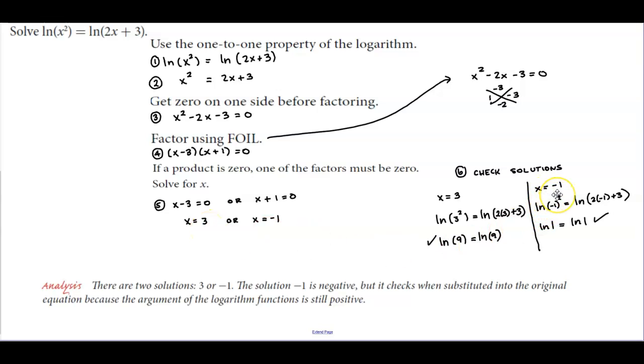On this side, x is equal to negative 1. Now, remember that in other examples, we saw that whenever a number is negative in an exponential function, it may not be a solution. But in this scenario, if we plug in negative 1, when we square it, we get positive 1. So we get the natural log of 1. On the right side, 2 times negative 1 is negative 2, but plus 3 is positive 1. So the natural log of 1 is equal to the natural log of 1. So that's also a solution. So there are two solutions, 3 or negative 1. And again, the solution negative 1 is negative, but it checks when substituted into the original equation because the argument of the logarithm functions is still going to be positive.